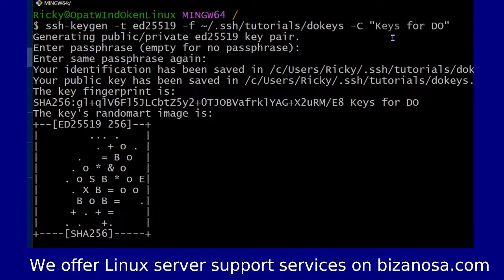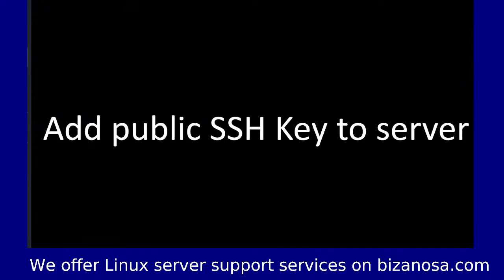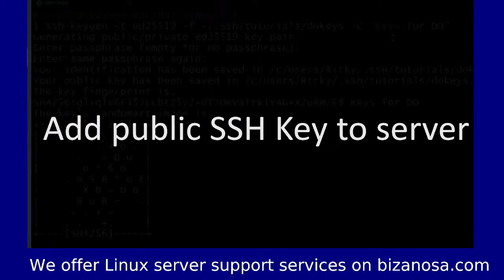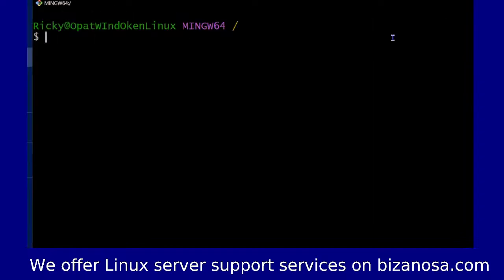The next step is to add it to my server. So to add it to my server, I'll just do Control L to clear the screen, and then I will do ssh-copy-id. So ssh-copy-id will help us to copy the public key to the server.